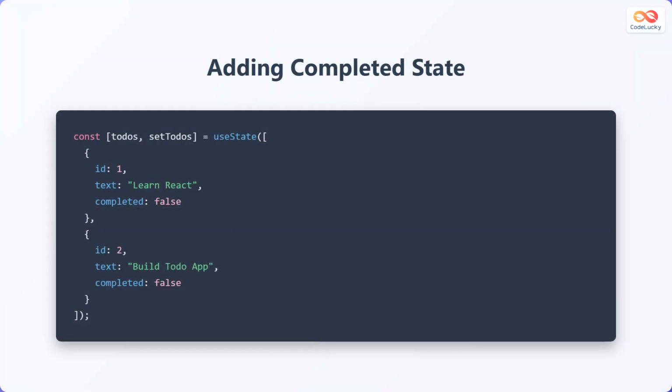To implement the toggle functionality, we need to add a completed state to each to-do item. Here's how we can update our state using the useState hook. We initialize an array of todos, each with an ID, text, and a completed property set to false. This means by default all of our todos will start as incomplete.